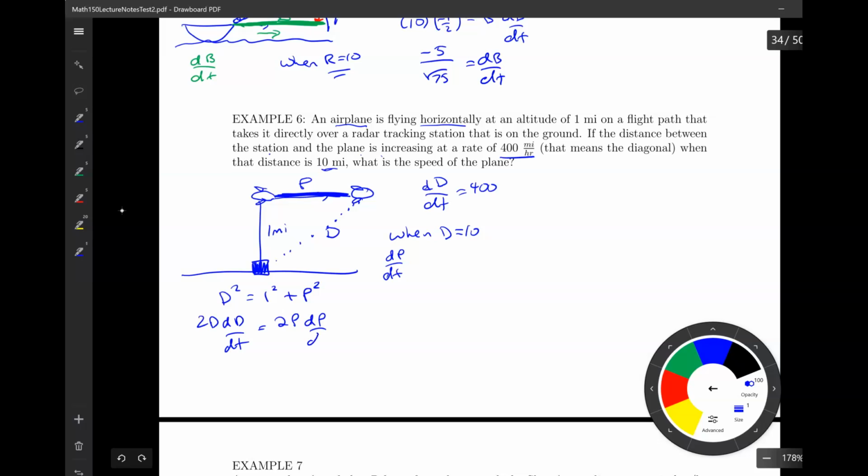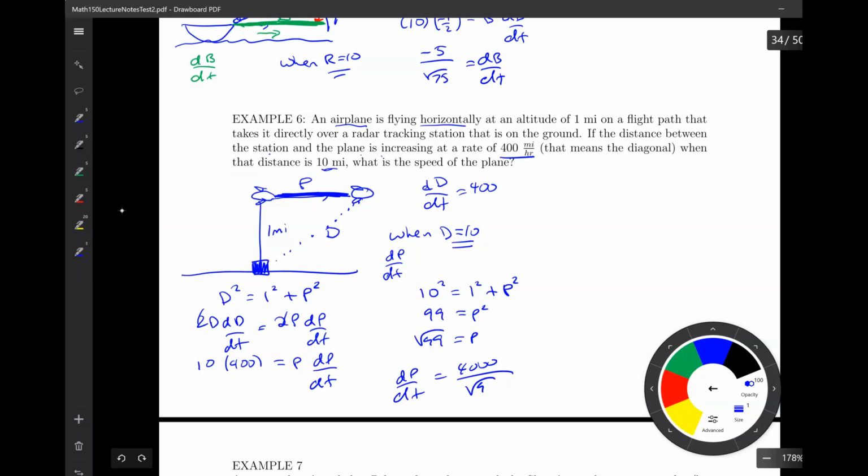2P dP/dt. The 2's cancel. Plug in the 10 and the 400. I'll need to go find the P, but we can do that by plugging the D into the equation. So I get 10 squared is equal to 1 squared plus P squared. So that's 99 is P squared. So root 99 is P. So my dP/dt is 4,000 over root 99.